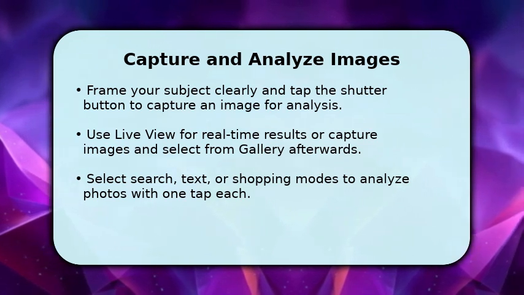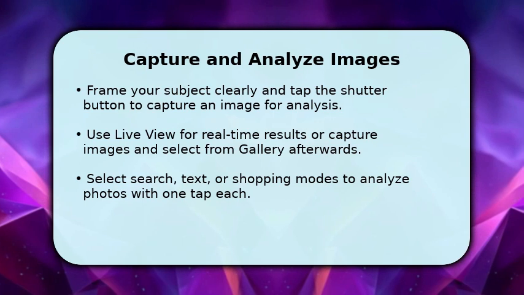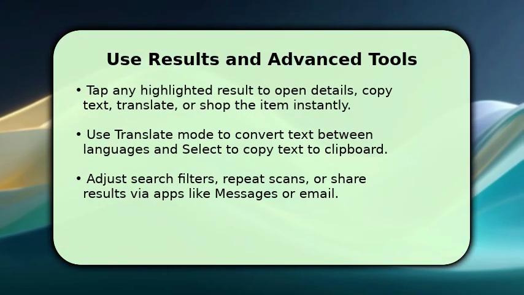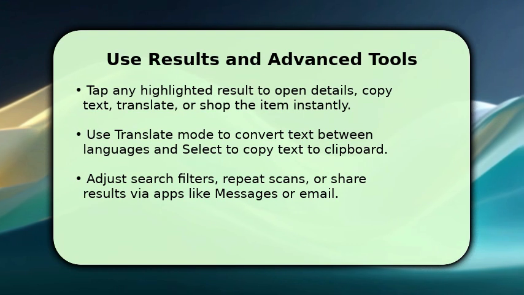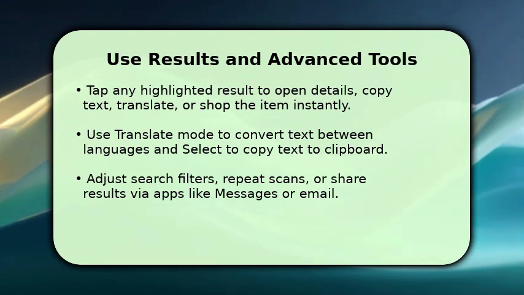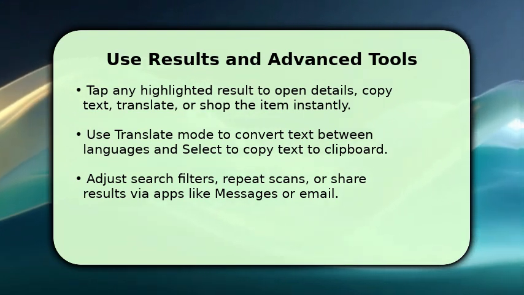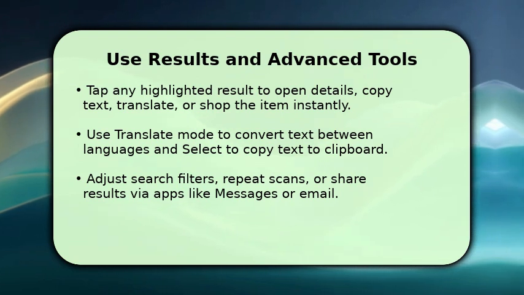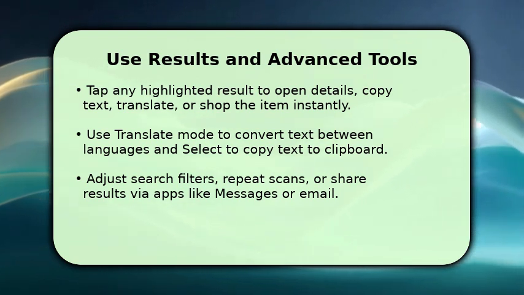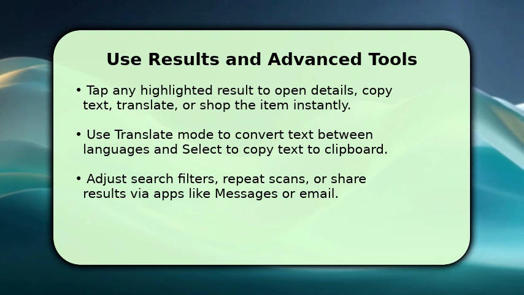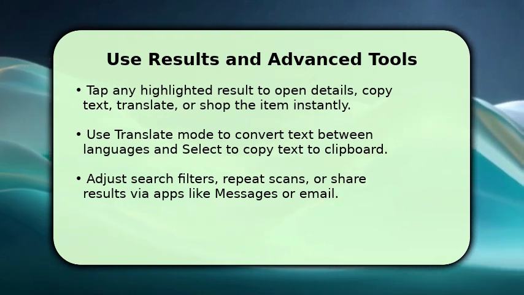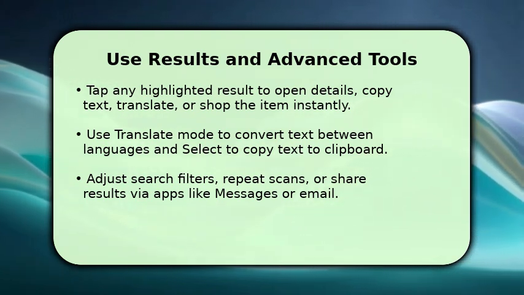When Lens highlights results, tap any area to open detailed information and actions. For product highlights, choose Shopping to view prices, reviews, and similar items instantly. For text results, choose Select to copy text to clipboard or choose Translate to convert text between languages. Use the Listen option to hear text read aloud when available for accessibility.